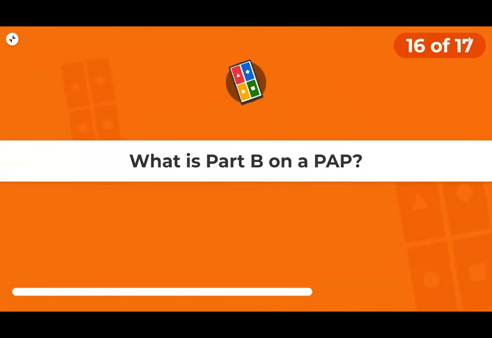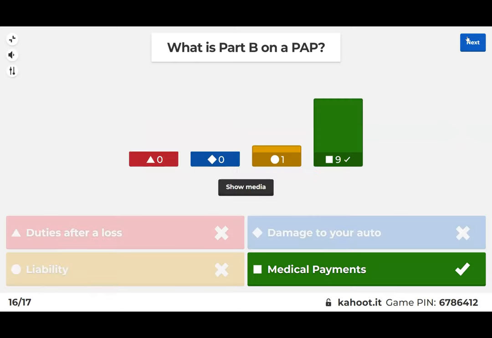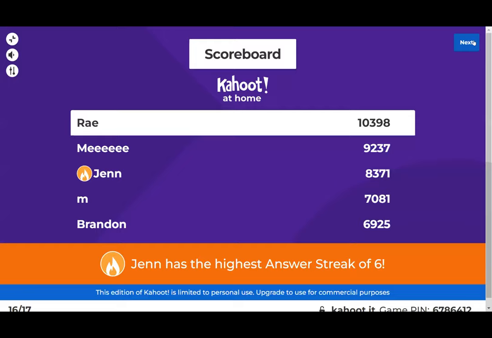What is part B on a PAP? Medical payments. Yes. Part B medical.